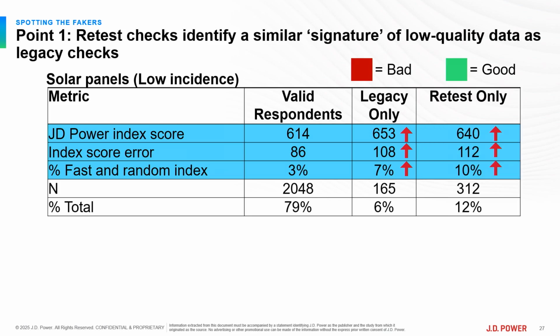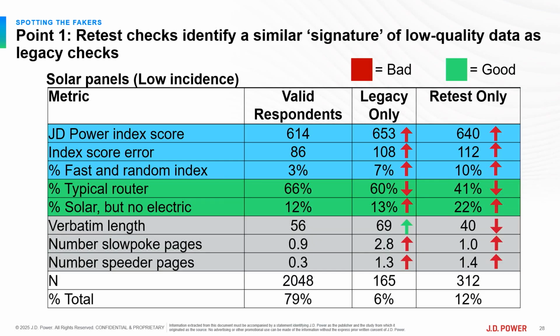And if I look at respondents who fail the retest checks, again, these differences are quite large. 614 to 640, that's almost 30 points. The fast and random index respondents, they're up at 10%. And if I build out this slide here, you start to see the picture that the quality of data that we are identifying with the legacy checks, that signature of low quality data, is also being identified by the retest checks. Okay, cool, so that's our first point.